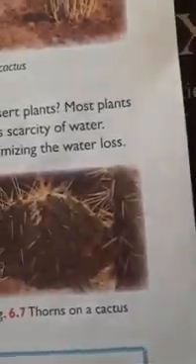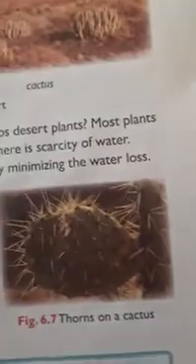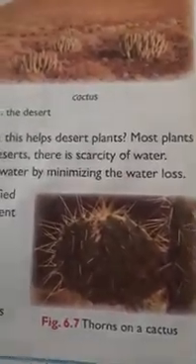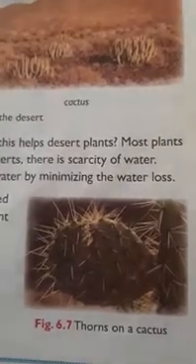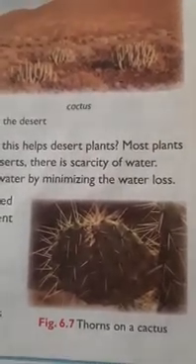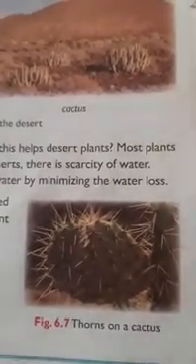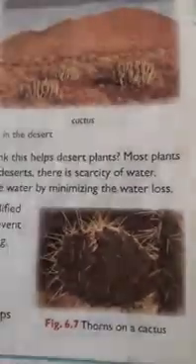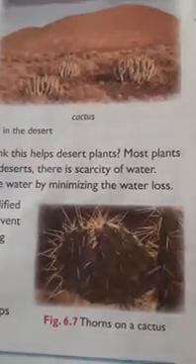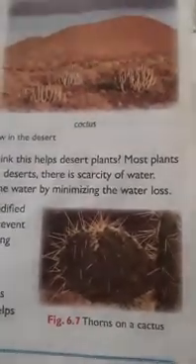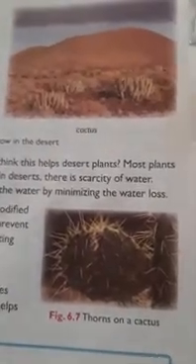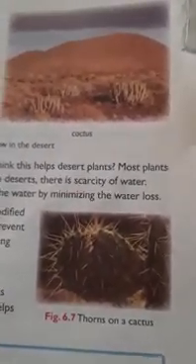So it helps the plant to prevent water loss. It also discourages animals from eating the plant. Because of these thorns, animals cannot eat it and there is no water loss. The cactus stem is green, thick and fleshy. The green stem carries out photosynthesis and stores water for the plant. A waxy layer on the stem helps reduce loss of water. Here the stem is involved in photosynthesis because the leaves are modified into spines.